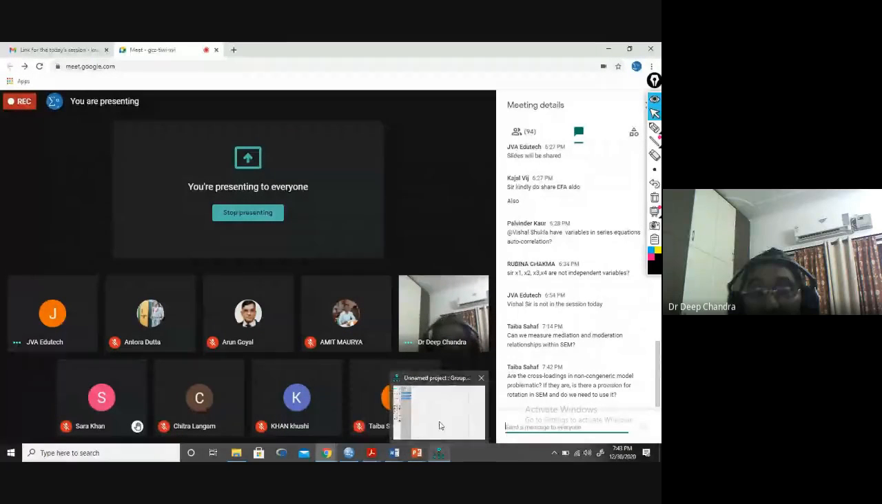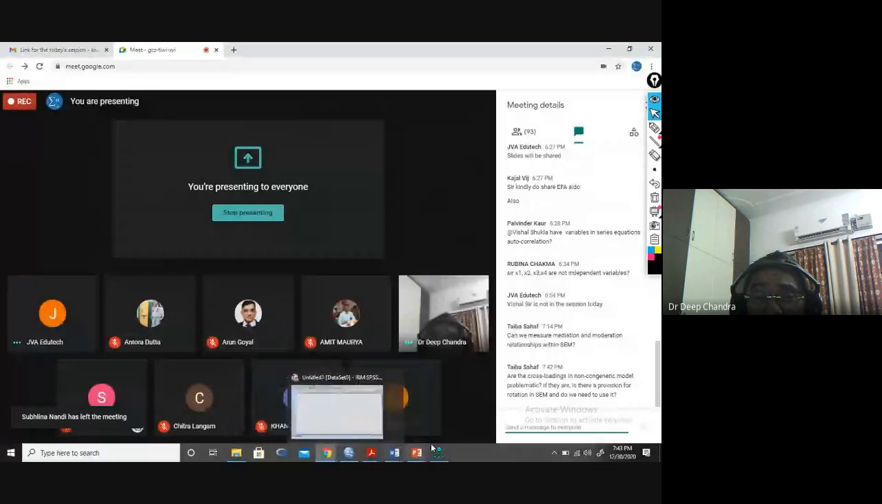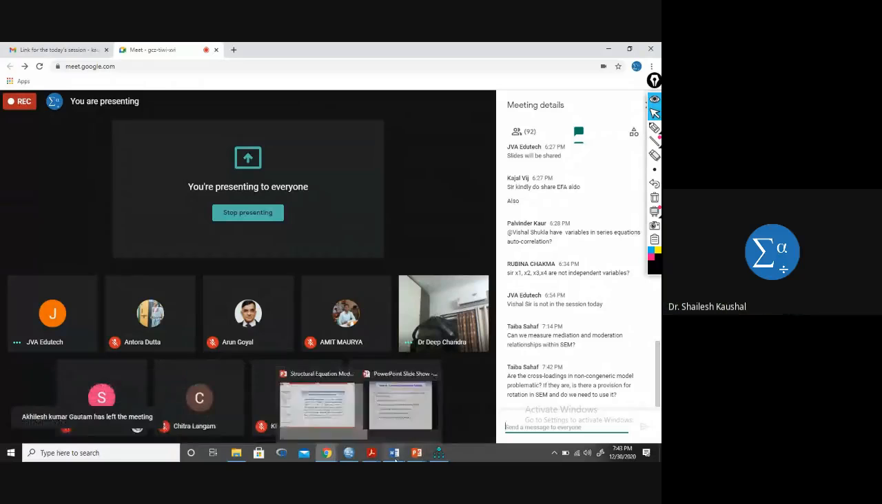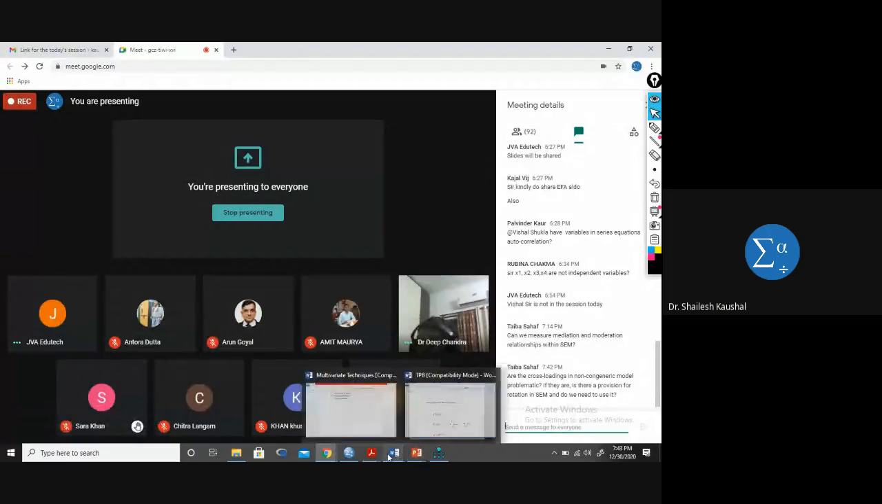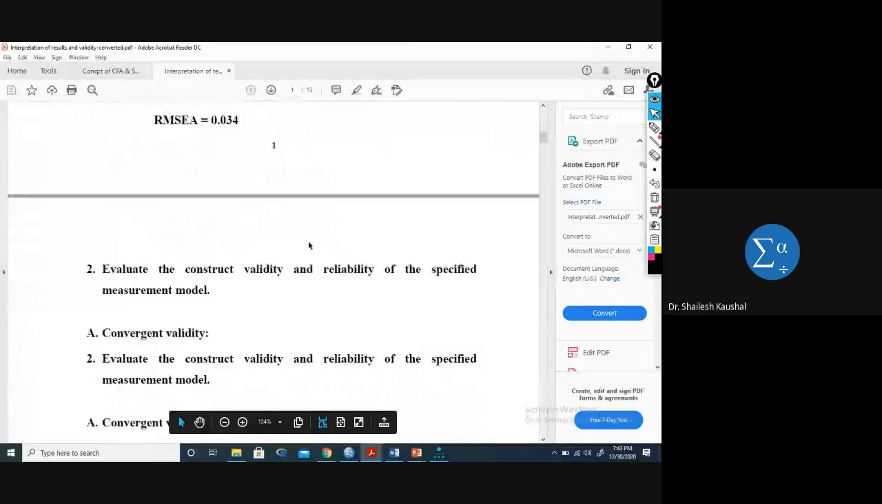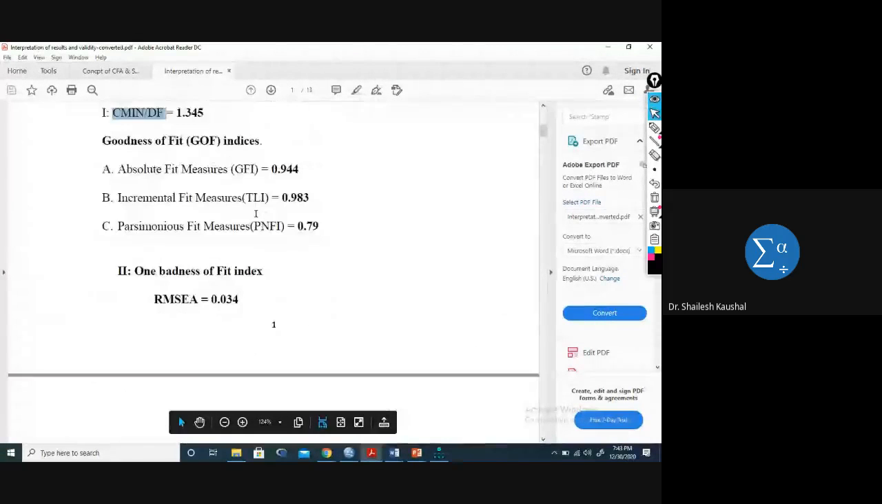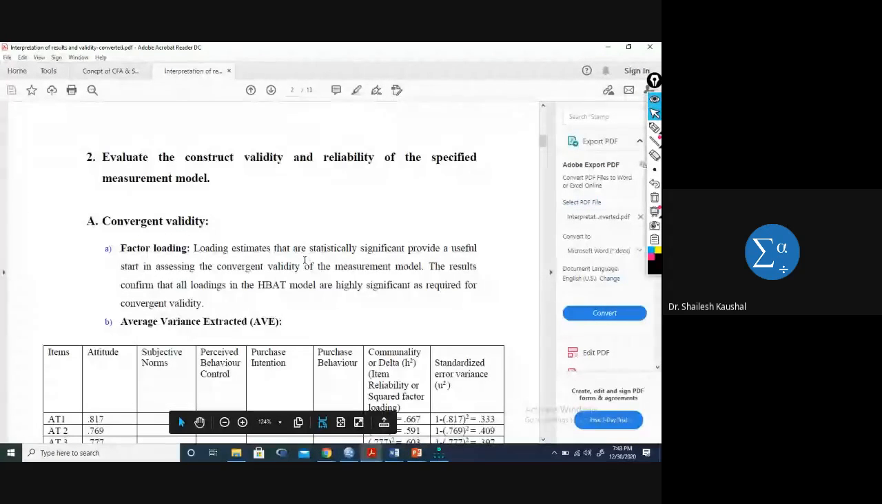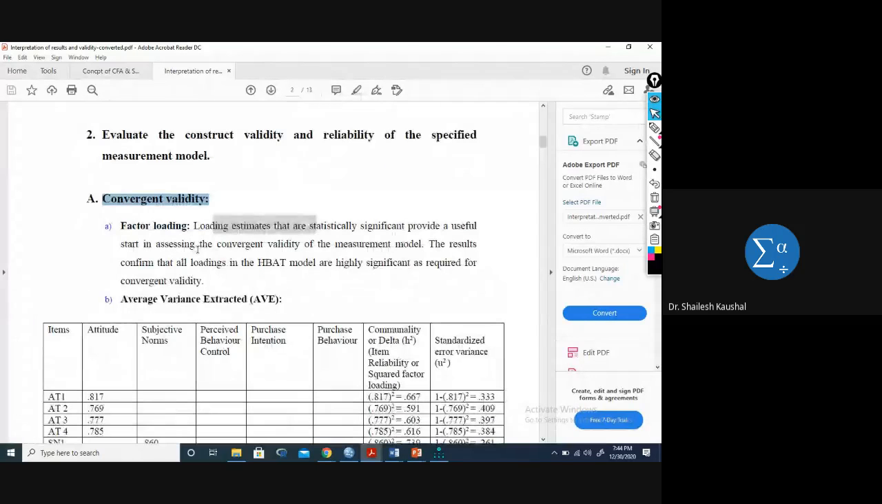Now sir, what is the condition for parsimonious fit? The condition of parsimonious fit is that it should be greater than 0.95. Okay. In the first step we find all the 5 values, and then in the second step we find the convergent validity and discriminant validity. So 2 things we will find in the construct validity.